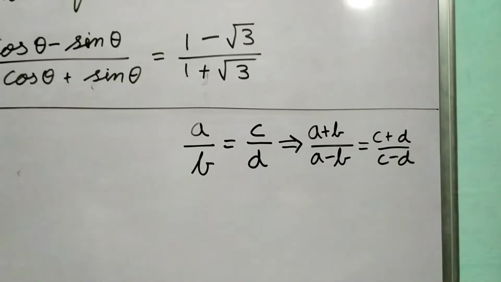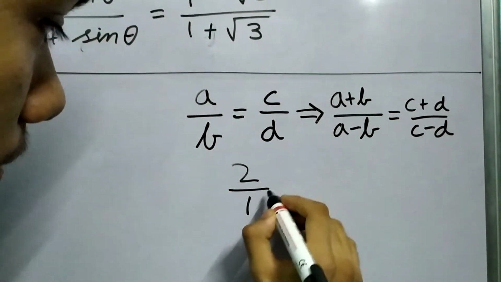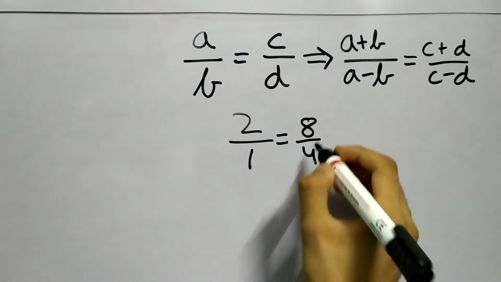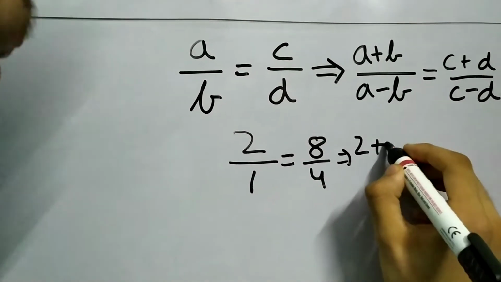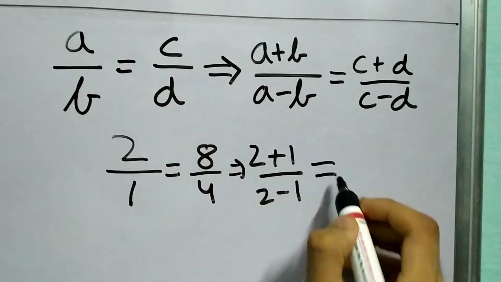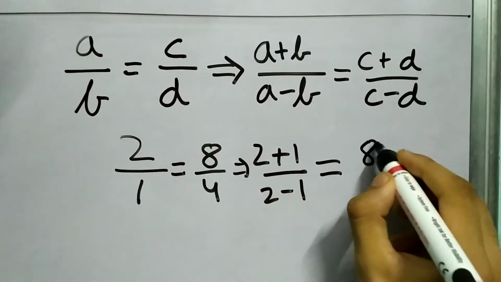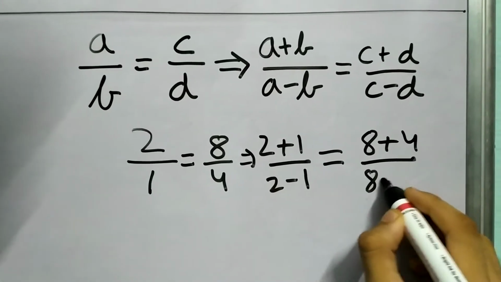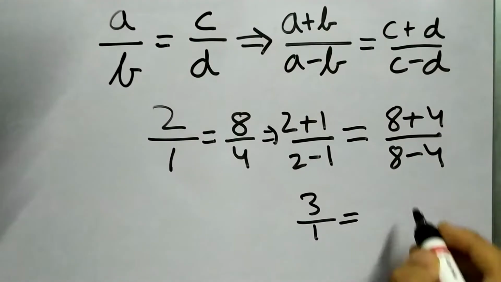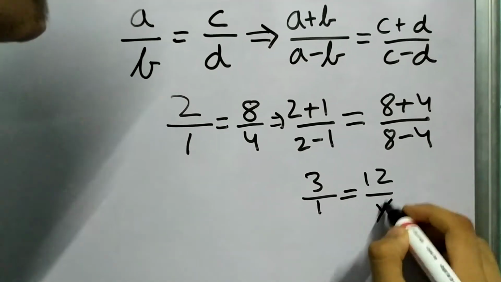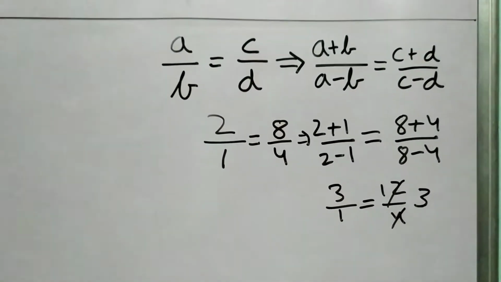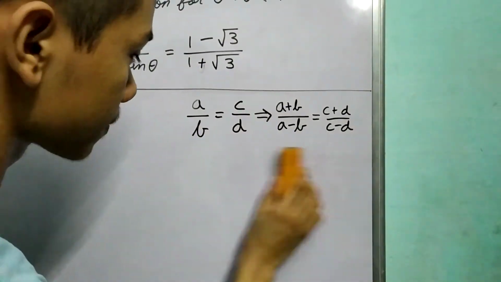So as a quick application, let us see. We know 2 by 1 is 8 by 4. Now we can write it as 2 plus 1 upon 2 minus 1, A plus B upon A minus B, which is equal to 8 plus 4 upon 8 minus 4. So we get 3 upon 1 is equal to 12 upon 4, which are equal, right? 3 is equal to 3. We all know this. This is just an example of how to do this.